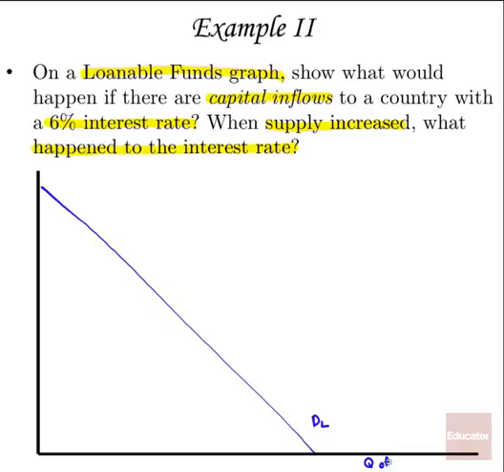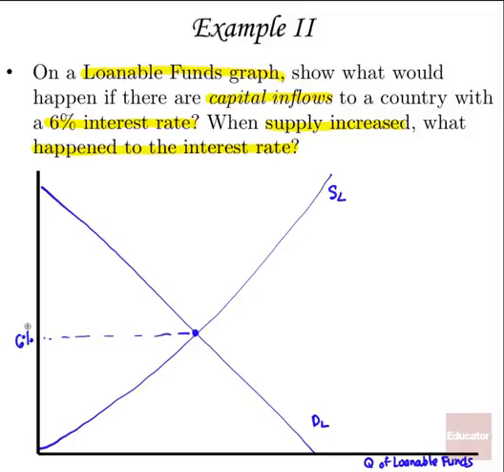So here's the quantity of loanable funds. And here's the supply of loanable funds. And let's say you have the 6% interest rate here. So R, which is the interest rate, the real interest rate. So this is Q1 here. Now what's going to happen is that if there are more inflows coming into the country, the indication is that there is an increase in demand for loanable funds.